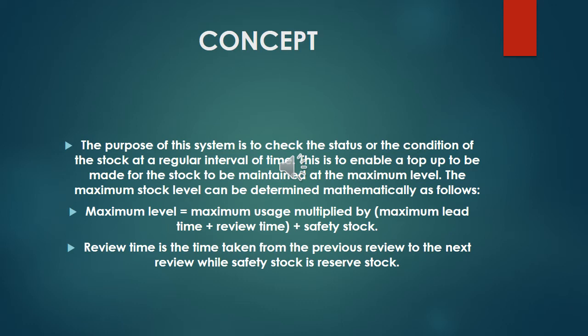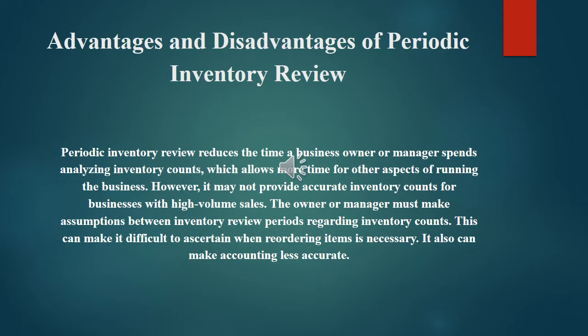Let us now look at the advantages and the disadvantages of this system. And as a summary, remember what I've said. In this method, time is fixed. The time intervals are fixed. You can say every 2 weeks, every month, every 3 months, every 6 weeks. But the quantities to be ordered are not fixed. That is a summary of this system.